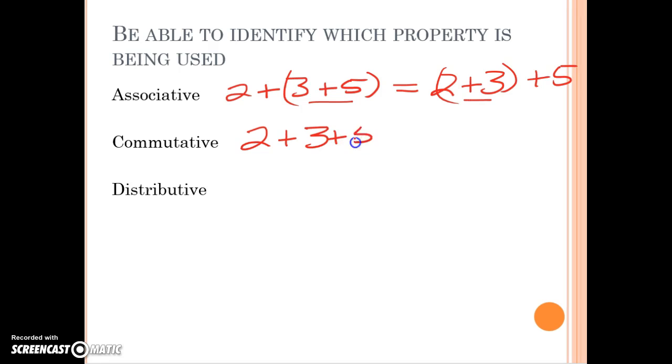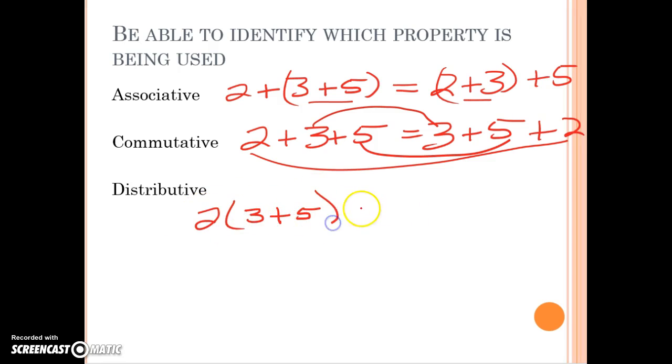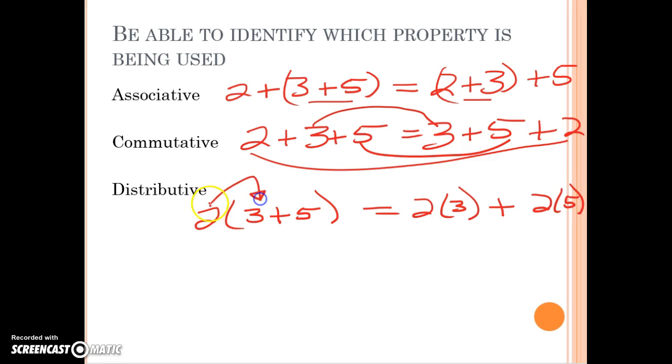Commutative property, remember those cows in the field, is when the numbers move around. Notice 2 went from beginning to last, 3 went from middle to beginning, 5 went to the middle. They moved around. They weren't just giving a hug to a new friend. All right. Distributive is when we have grandma bringing presents to two different grandchildren. We have to distribute the 2 to each member of the parentheses. Be able to recognize those properties in various applications.